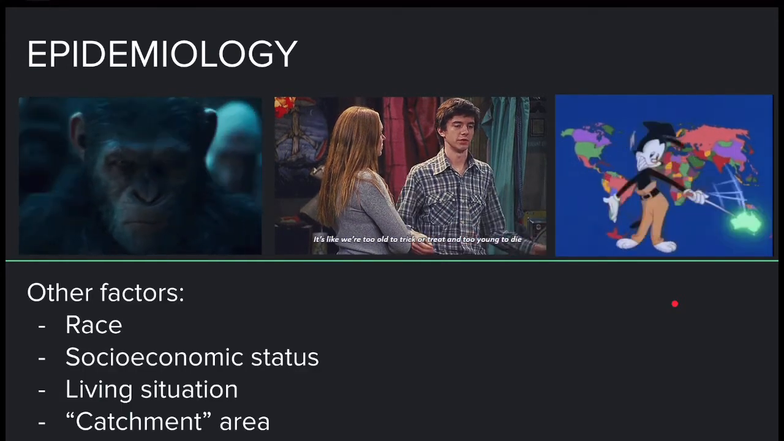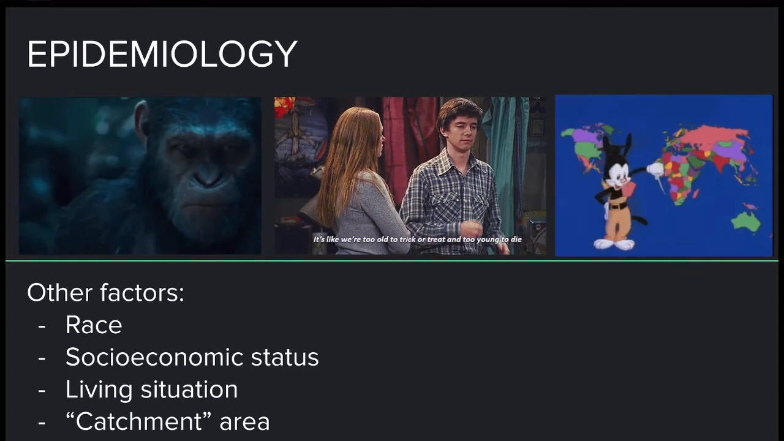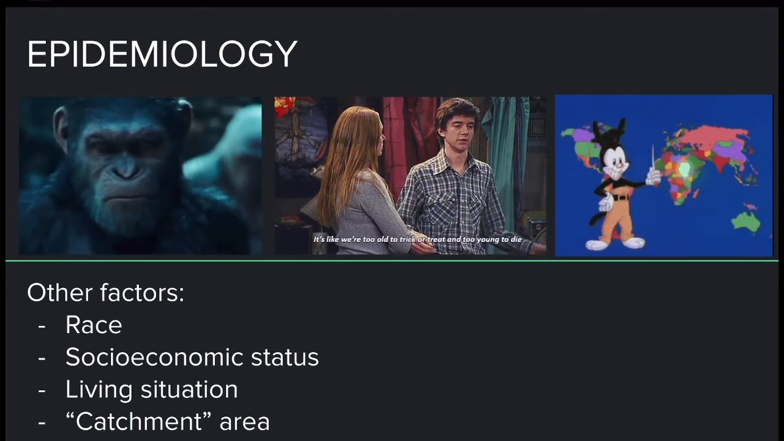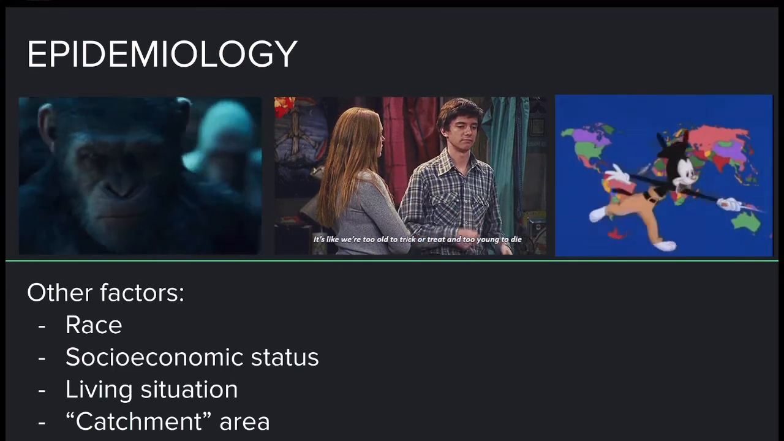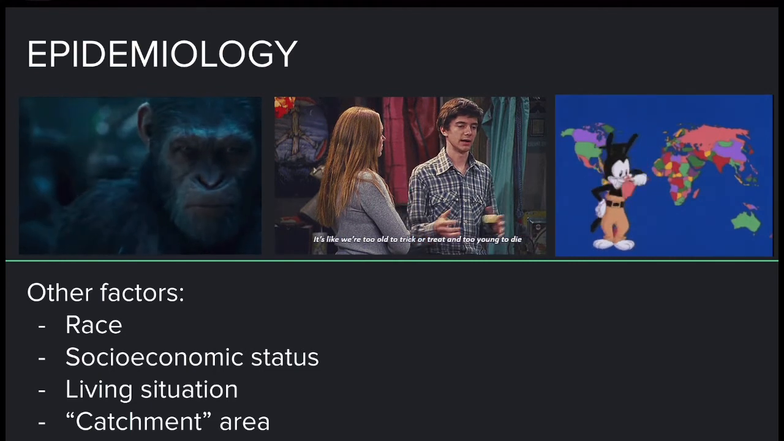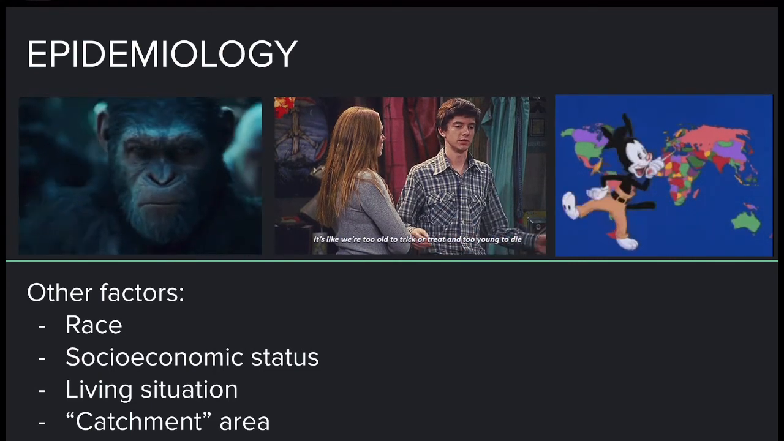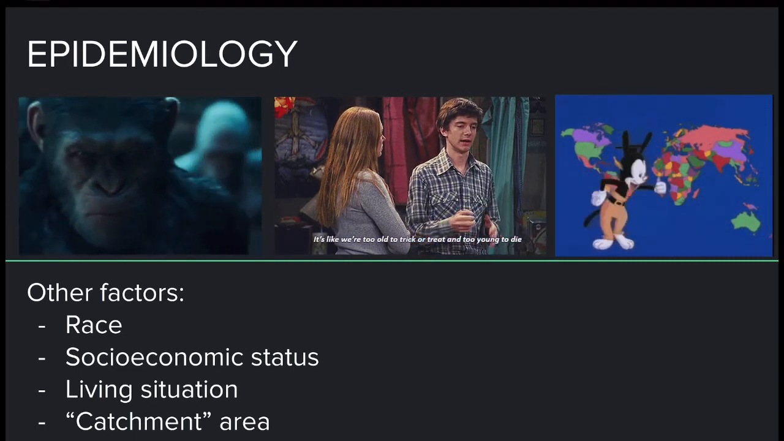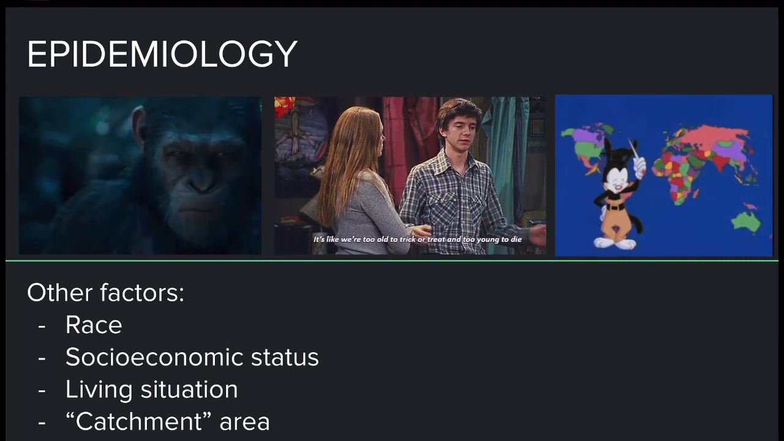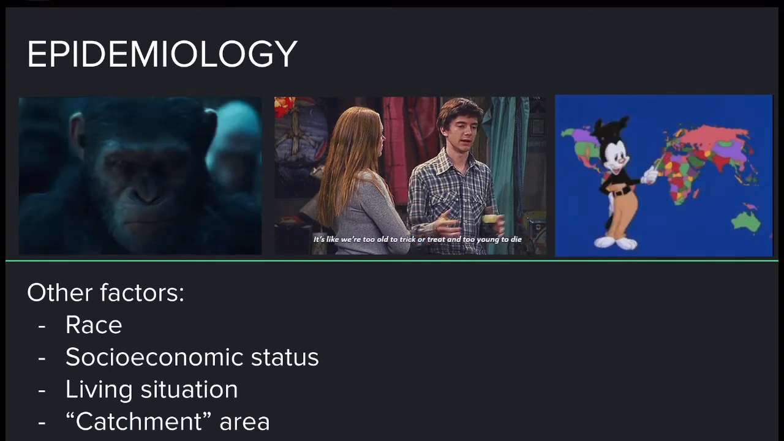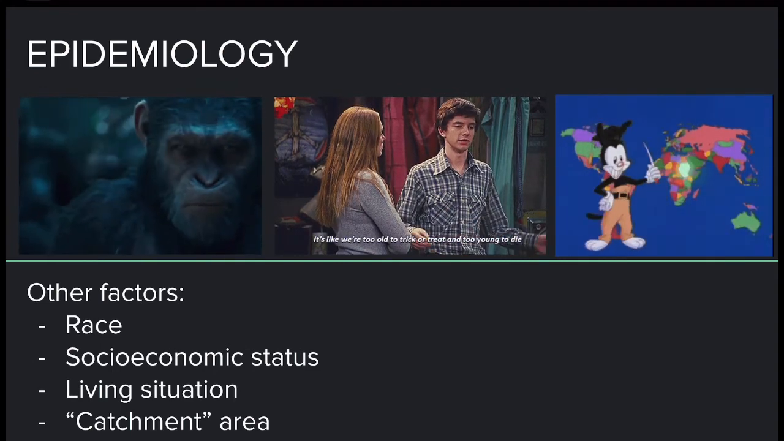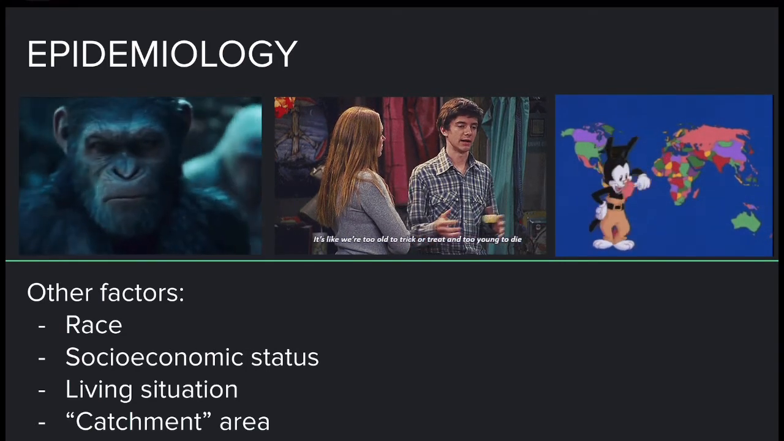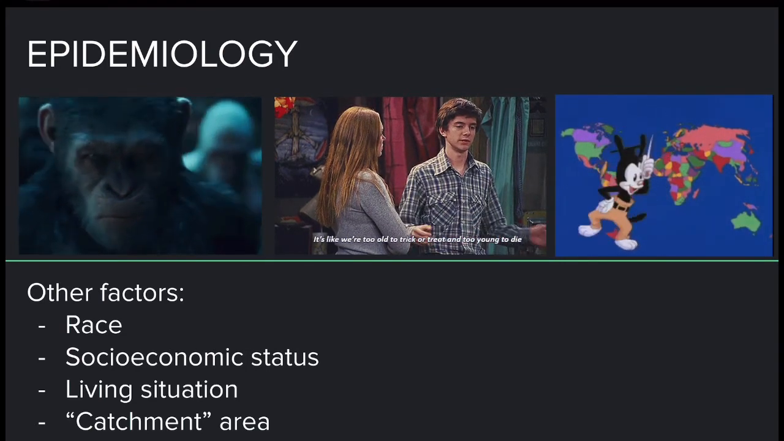Other factors include race, as there is a higher chance for non-Hispanic blacks and Mexican Americans than there are non-Hispanic whites. Socioeconomic status, those who have more access to health insurance, lower household education, and lower income were statistically significant associated with higher antibody prevalence. Living situation and catchment area are similar as it relates to how crowded areas are around an individual. This can include daycares or living in the dorms.